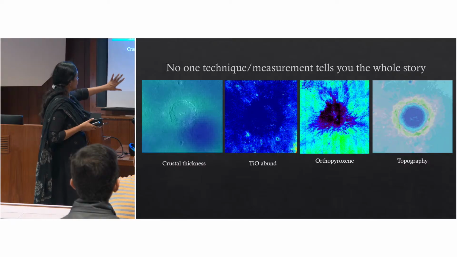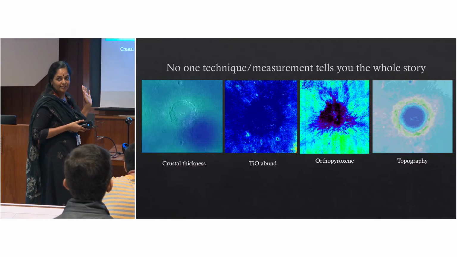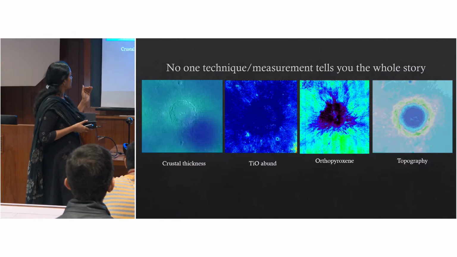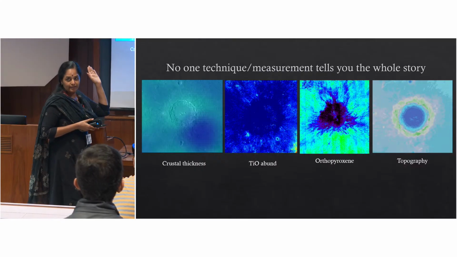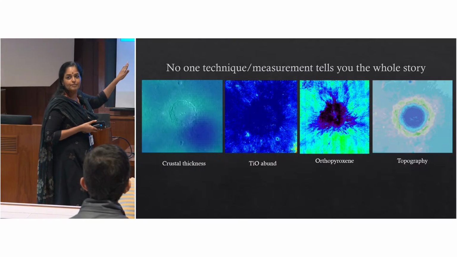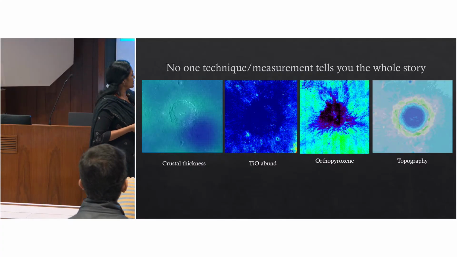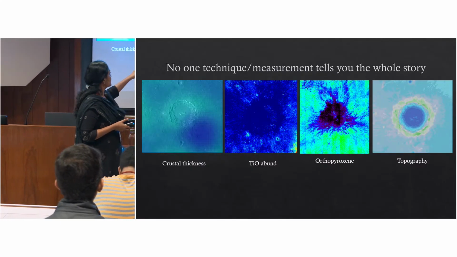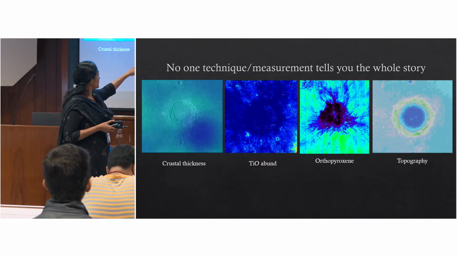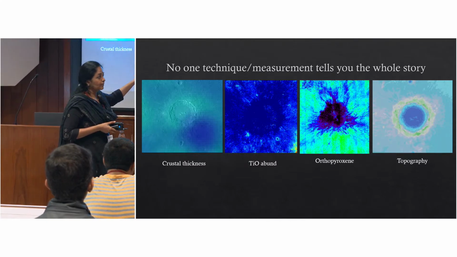The titanium abundance, you can hardly see the crater. So that just means it's probably removed the top layer, and under that seems like there is not much titanium. Orthopyroxene is a particular mineral which is very common on the Moon, and you can see that the darker regions down, it's again lesser in orthopyroxene.